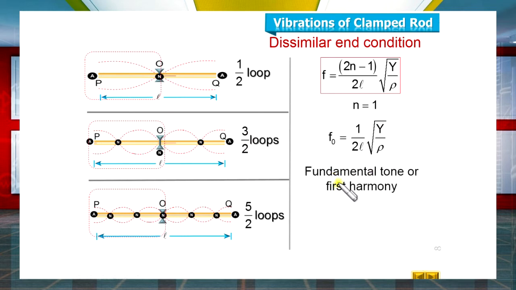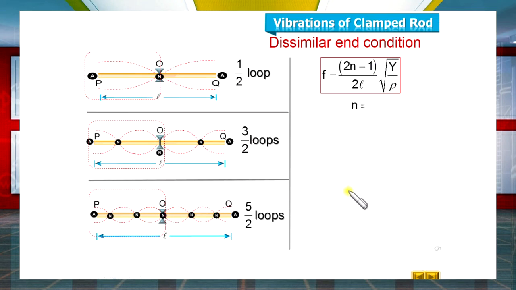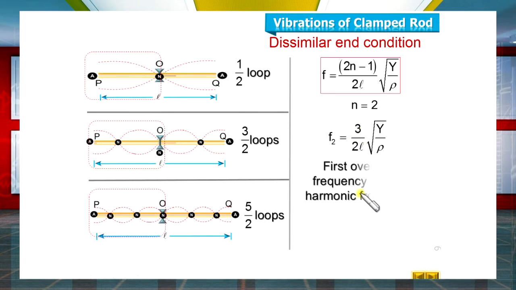Now let us move to the next case. Let us substitute n equal to 2 in this equation. This n equal to 2, let us write this f2. f2 equal to 3 divided by 2l under root y divided by rho. This is the next frequency after fundamental frequency. This frequency is called the first overtone frequency or third harmonic.